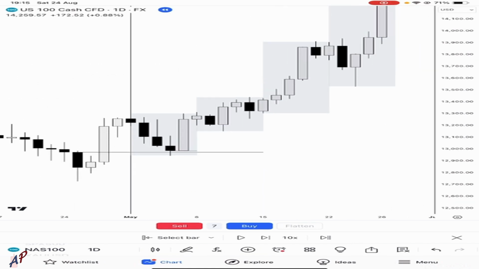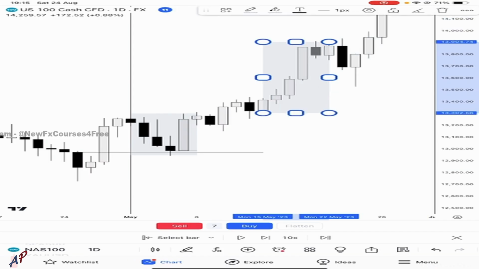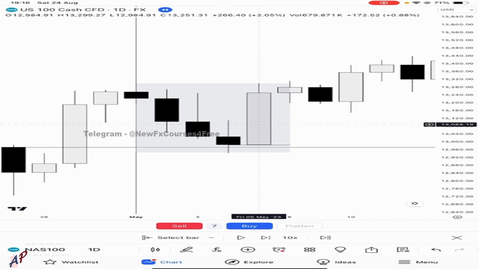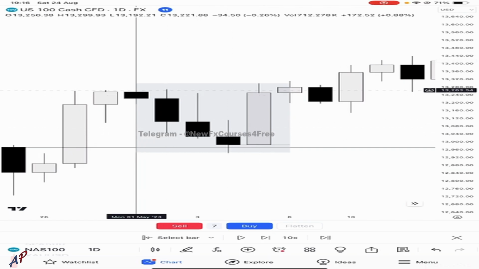I don't know, but I will. Okay, see? This is a weekly candle. It's composed by, let's remove this, this, and this. A weekly candle is composed by 5 days. 1, 2, 3, 4, 5.